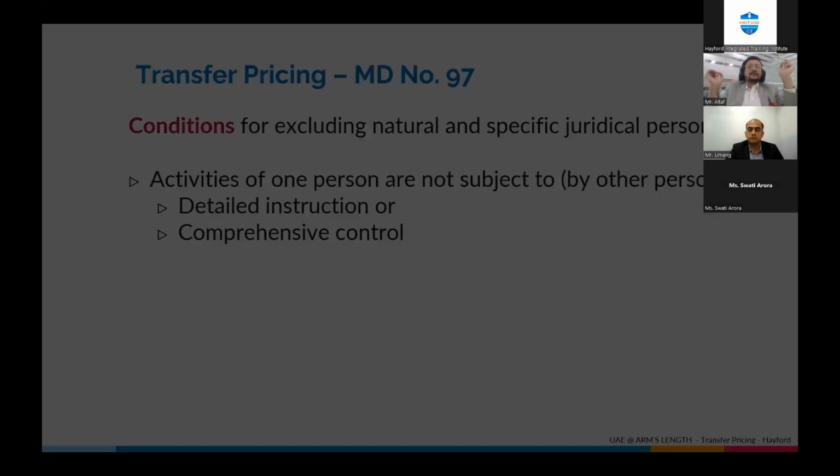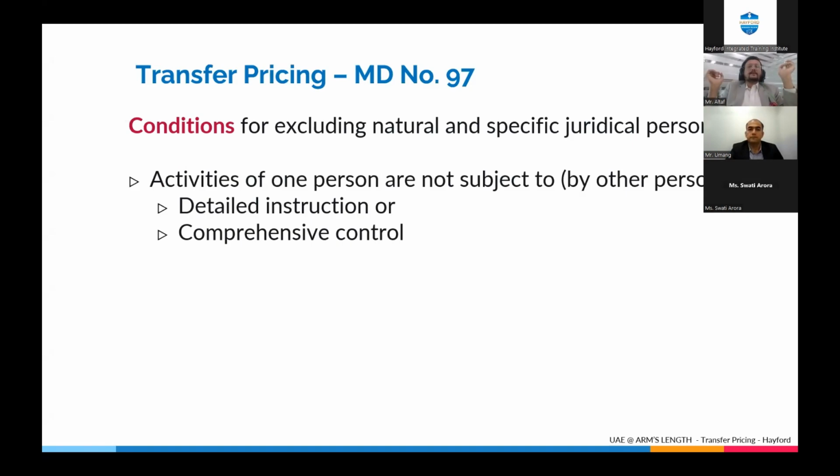Can you go to the next slide, please? Another condition for excluding a natural or specific juridical person is if the activities of one person are not subject to detailed instruction or comprehensive control by that other person, then again you don't need to include those transactions in the local file.